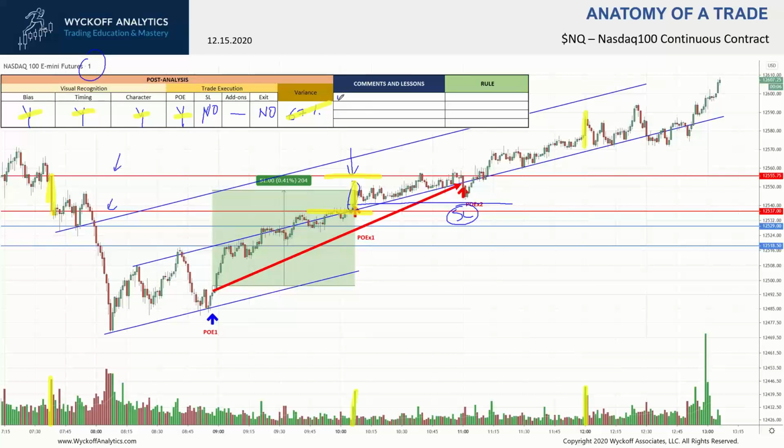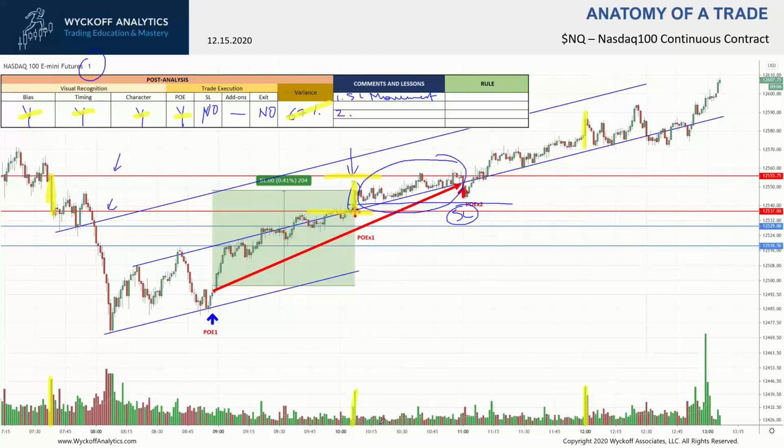All right. Well, let me also add some comments and lessons here. I think that the stop loss movement is definitely on my mind with this trade. Secondly, just analytically, just thinking about this area right here.